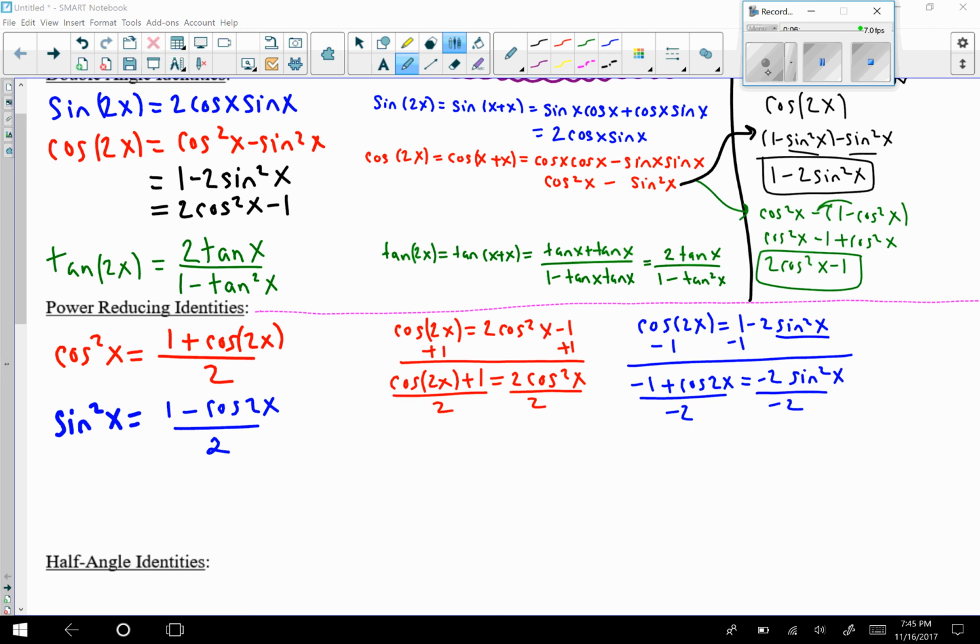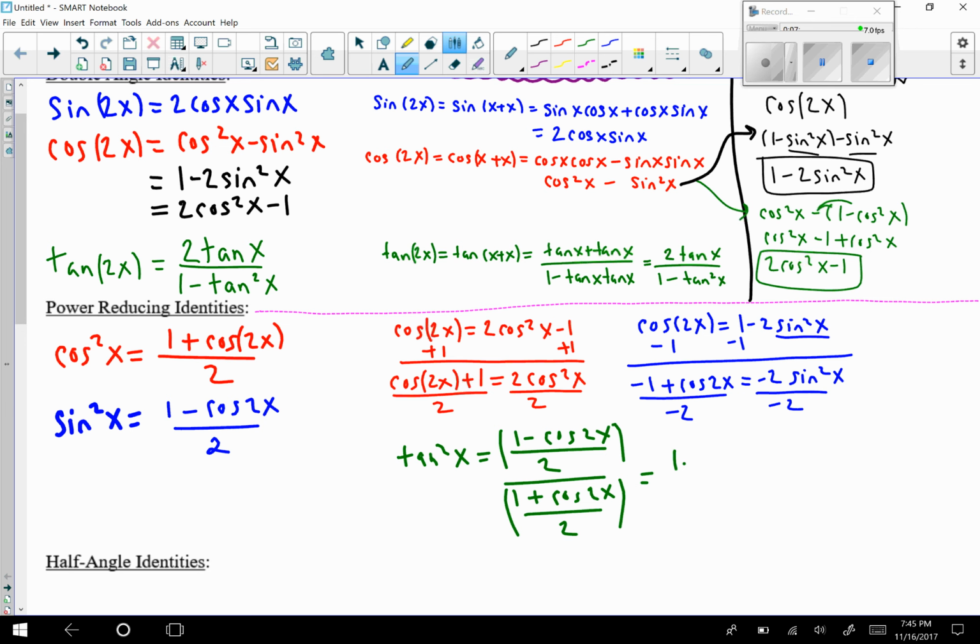And of course, we know that tangent is going to be sine squared divided by cosine squared. So we could say that the tangent squared of x is equal to sine squared, which is (1 minus cosine 2x) over 2, divided by cosine squared, so (1 plus cosine 2x) divided by 2. And of course, if you have a fraction divided by a fraction, you multiply by the reciprocal. So (1 minus cosine of 2x) divided by 2 times 2 over (1 plus cosine 2x). And of course, these 2's cancel out.